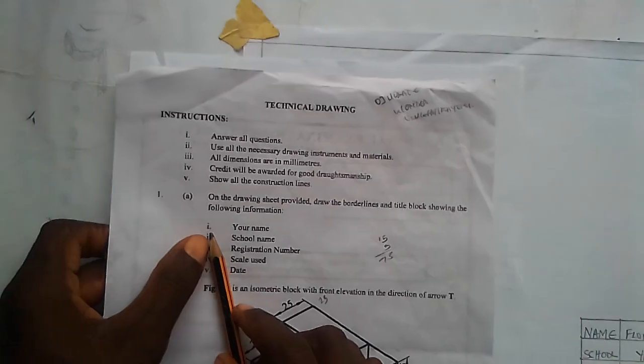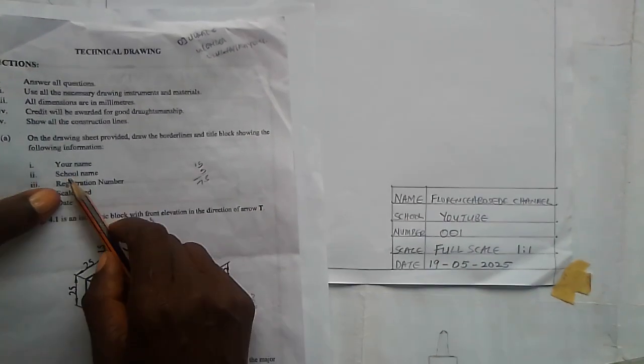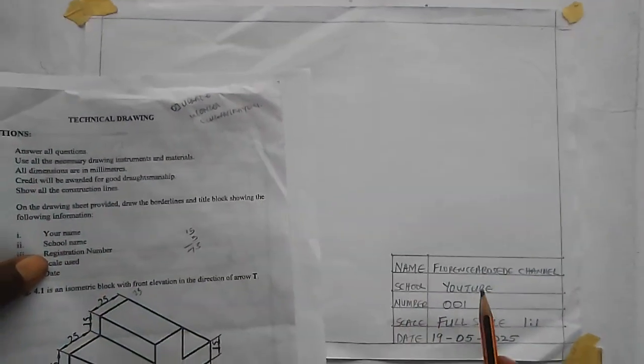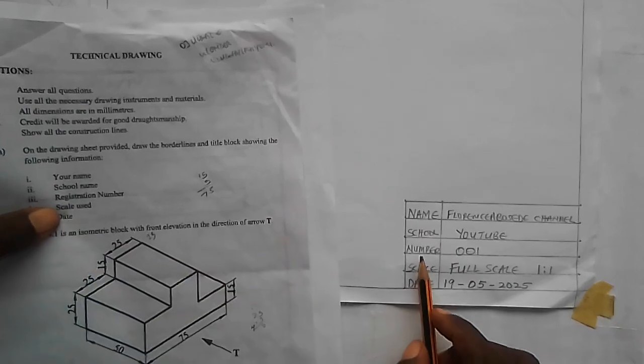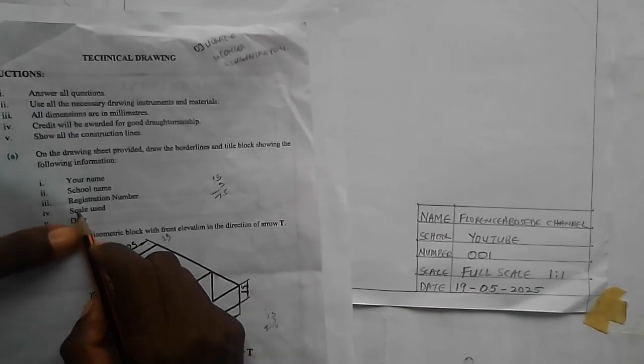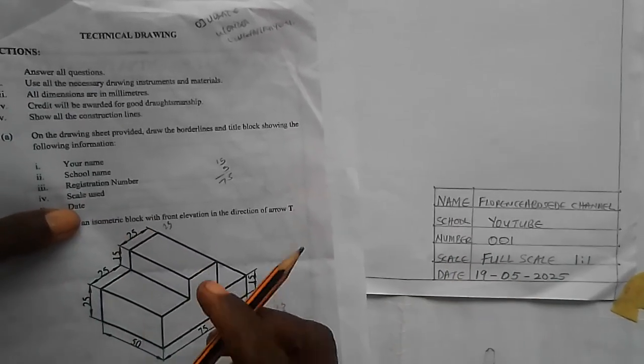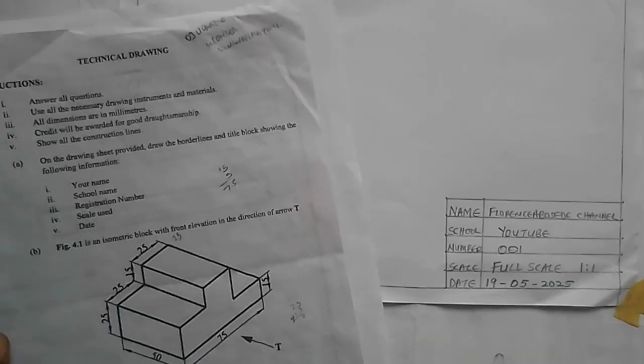The question says, on the sheet, draw the border line and title block showing the following information. The information that should be on your title block are: 1. Your name, put your name. School name, put the school. Registration number, put your number. Scale, write the scale, and the date.